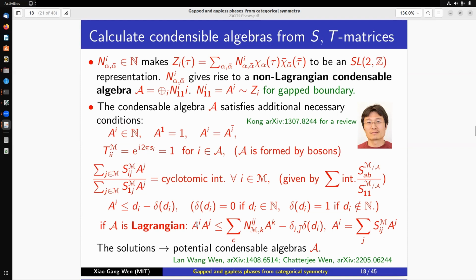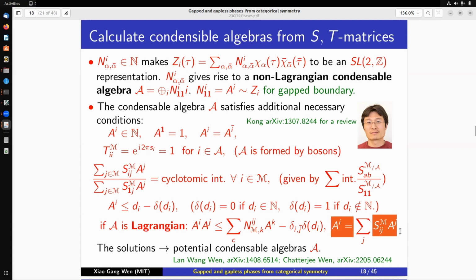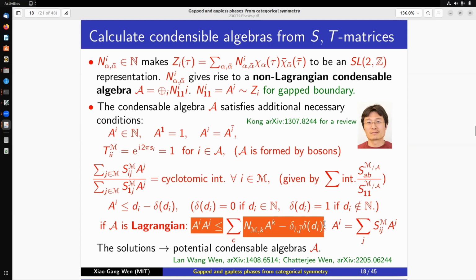When A is Lagrangian, then we have some additional conditions, like this A is covariant under the S matrix. And there's some more inequality conditions. And this condition turns out to be pretty important. If you don't have that, I think for S3, you would have an actual solution. Yeah. But anyway, those are details. Basically, I just try to say that there's some kind of machinery to calculate condensable algebra, but this machinery is not ideal, and we wish we can expand and develop this machinery further to get a more complete story.